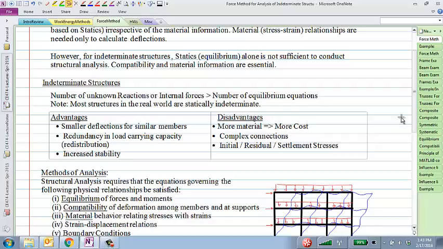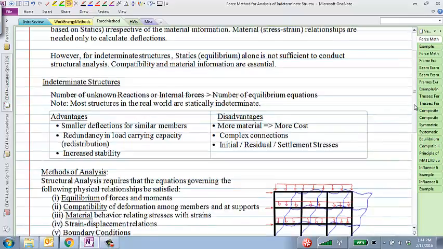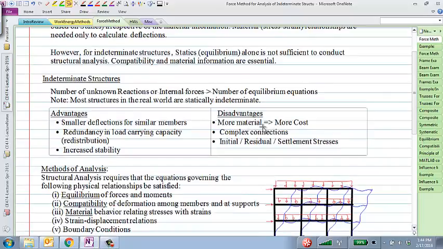Now, in practical life, a lot of the structures that we come across are actually indeterminate. It's made so because indeterminate systems give you a degree of redundancy, so that if one of the components fails, your structure doesn't come crashing down, right? Also, indeterminate structures have smaller deflections in general, and they have more stability. But the biggest advantage is redundancy for load paths. If one of the members fails, you still have alternate load paths. Disadvantages, of course: you need more material, and more material means more cost and complex connections.